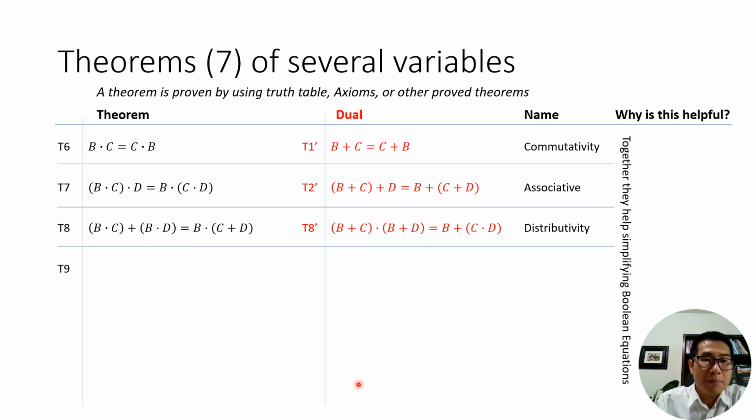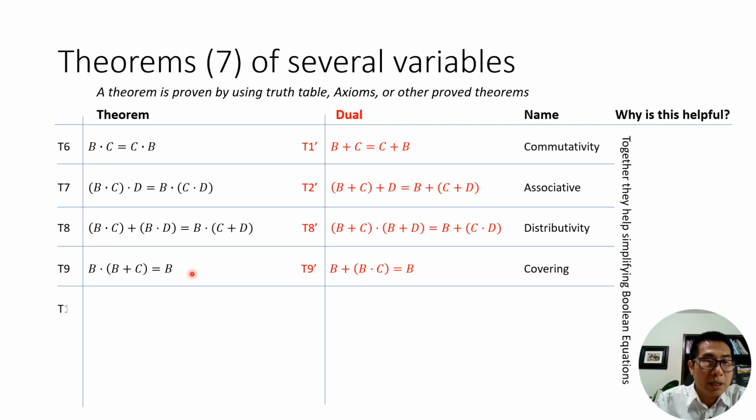Now the next one is T9. You have B and (B or C) is the same as B. This one is helpful because it replaces a whole set of two logic gates with B itself. Its dual form is written as B or (B and C) is the same as B. This one is called covering.